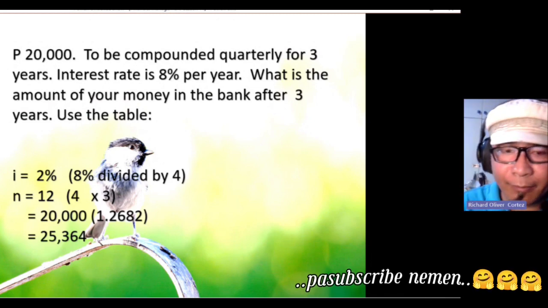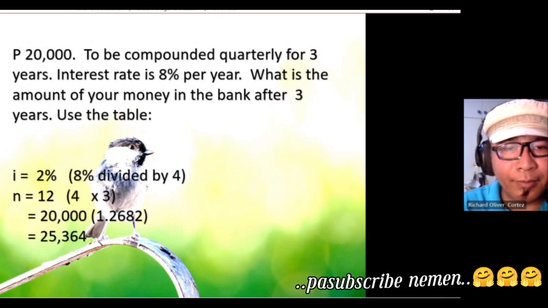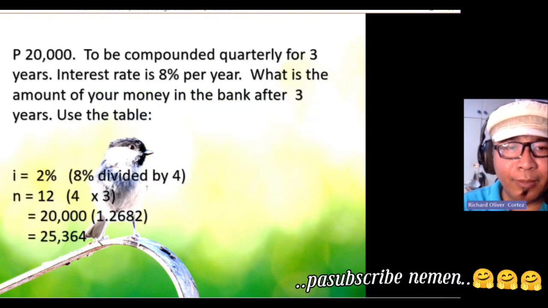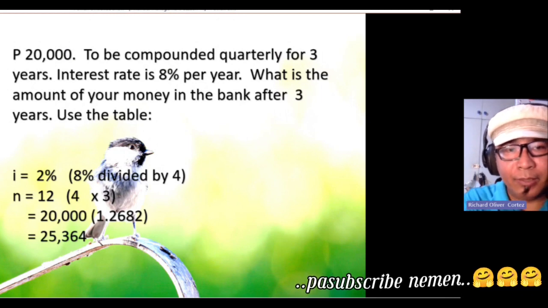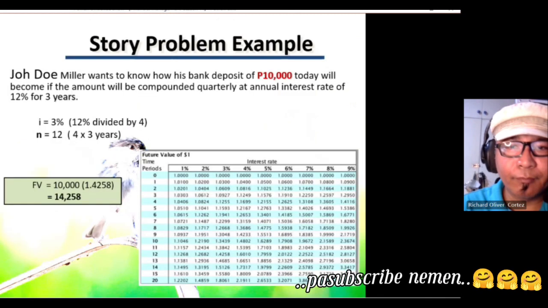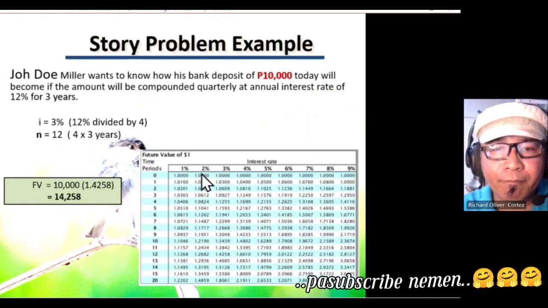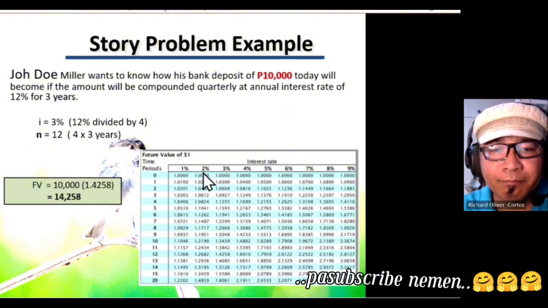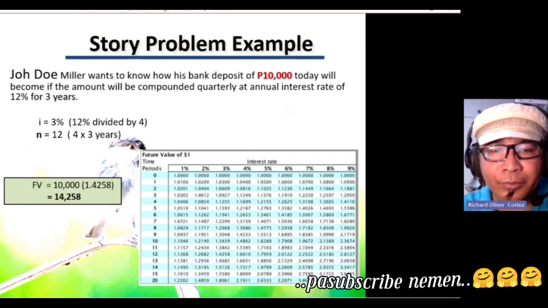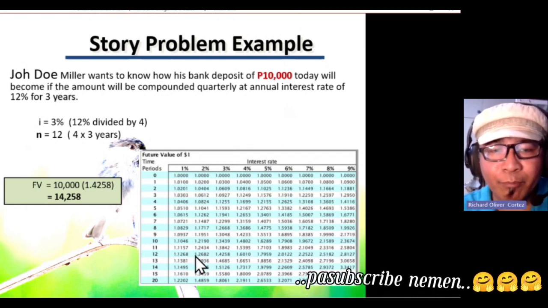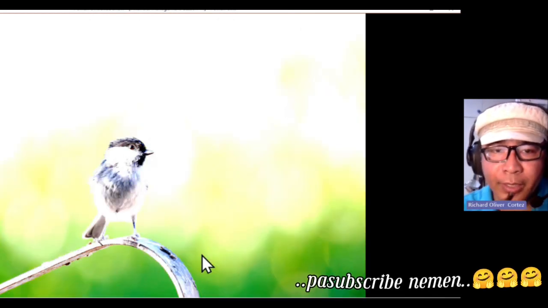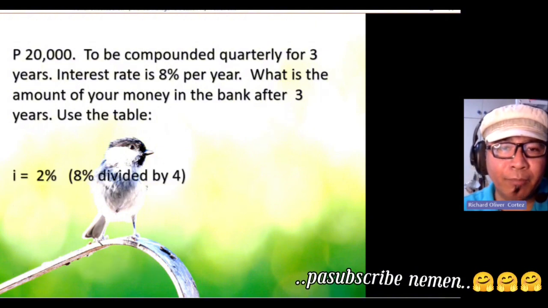Okay. So sabi nating table, hanapin natin yung factor sa ating table. So 2% tapos 12. So we go to the table. 2% tapos 12. Okay, that is 1.2682. So the factor to be used is 1.2682. Ito, dito sila nag-meet. So we use 1.2682 in computing the compound amount.